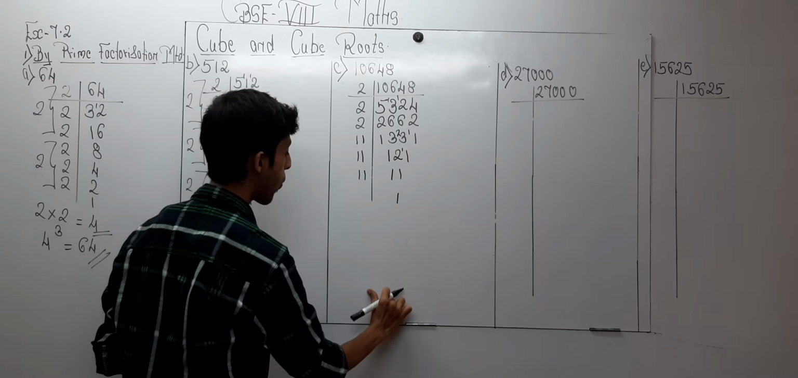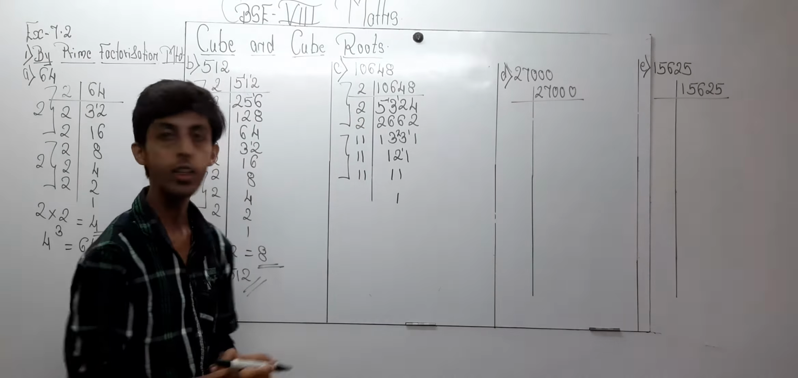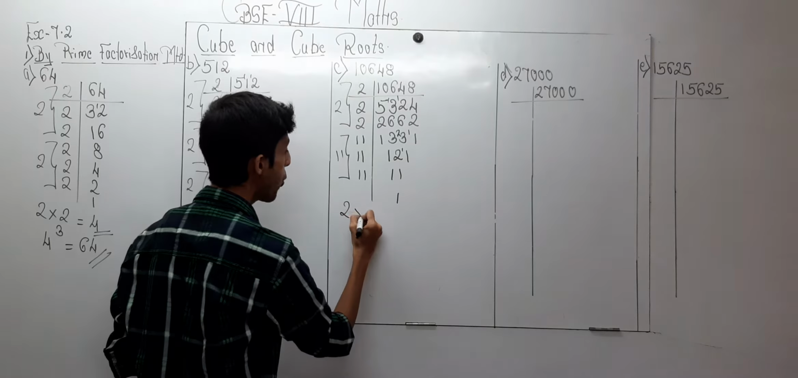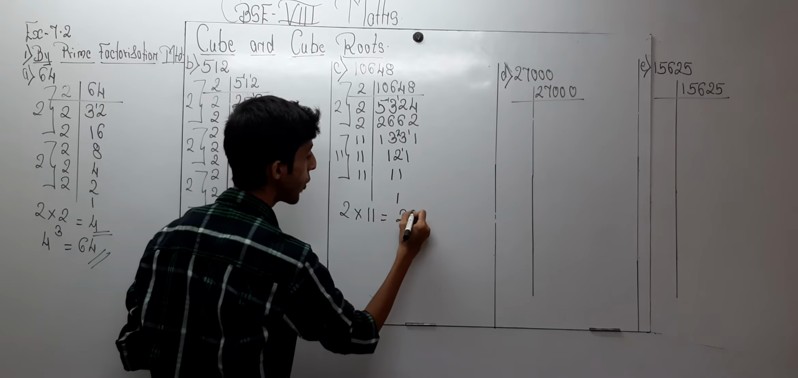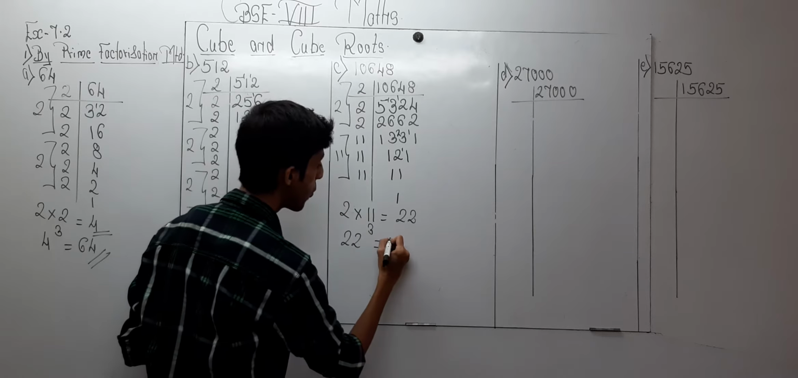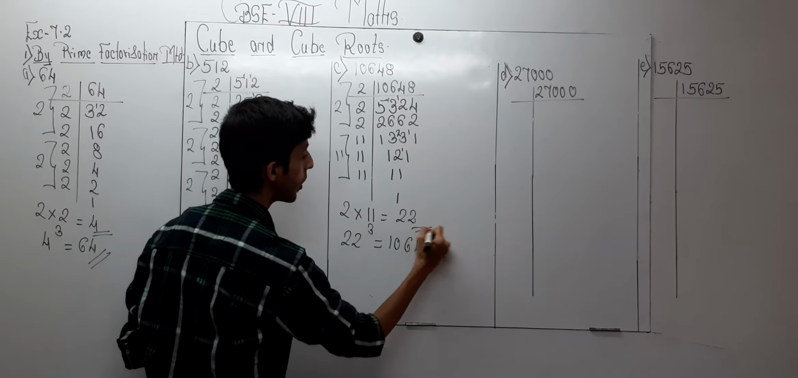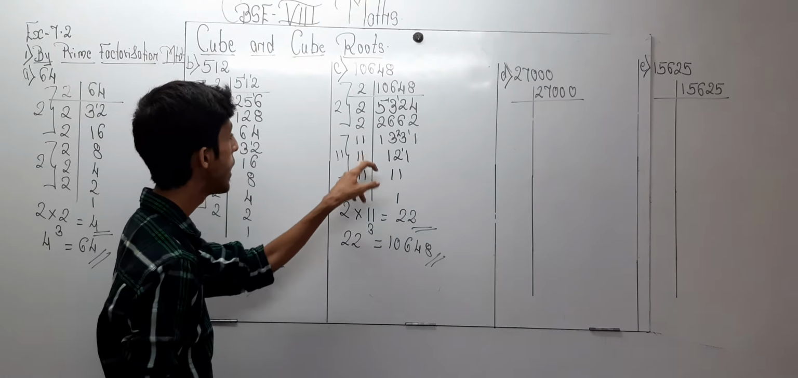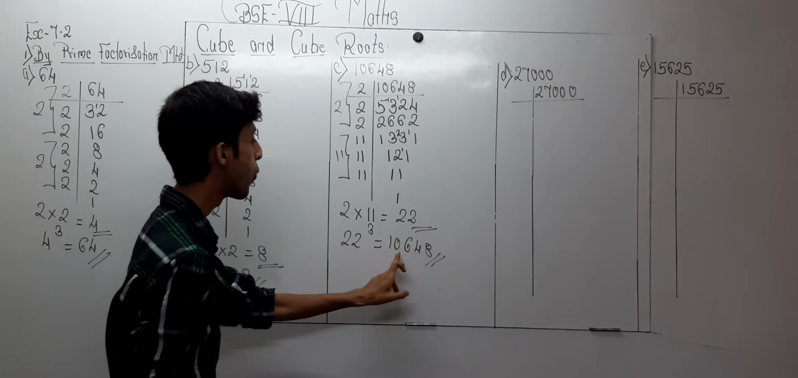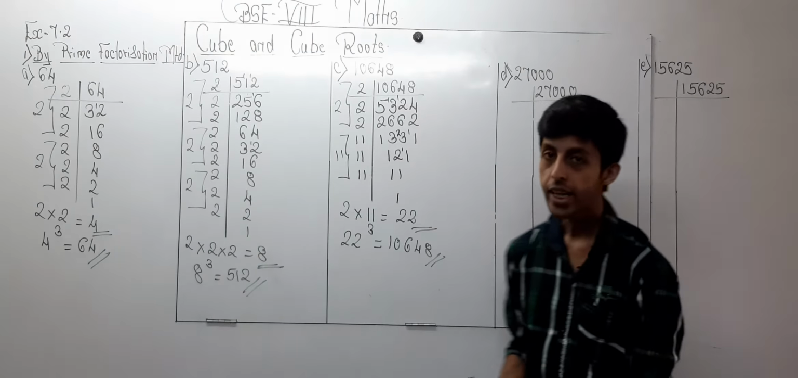So over here a group of 3, a group of 3. So it will be 2, and over here it will be 11. So 2 multiplied by 11 will give me 22. That means my 22 cubed will be equal to 10648. Okay, 11 2s is 22. 22 cubed will be equal to 10648. Now moving on to question number D.